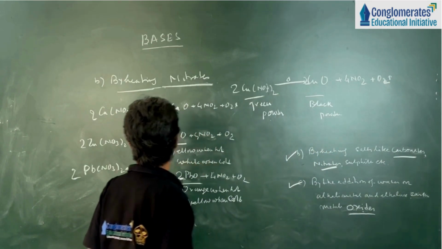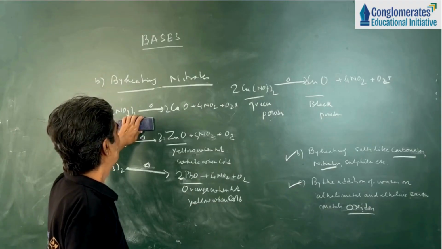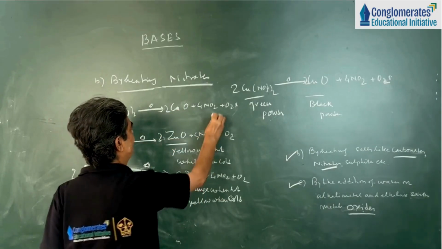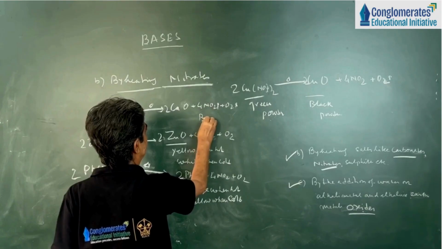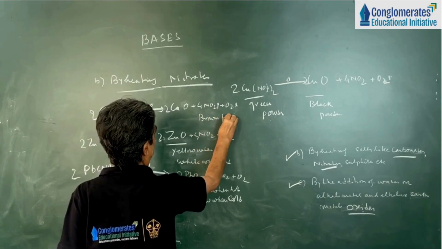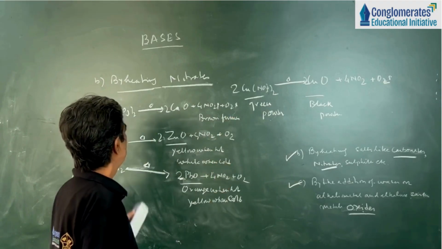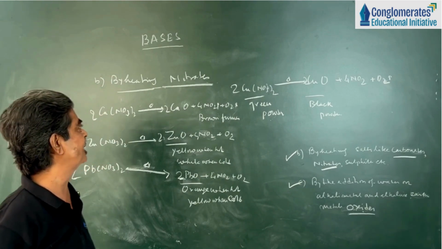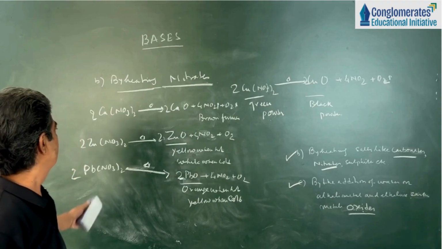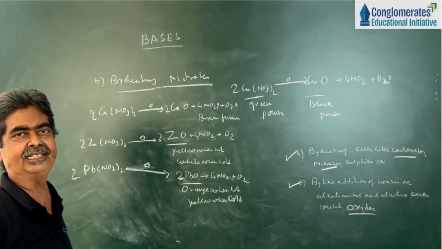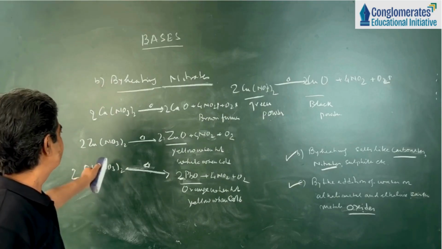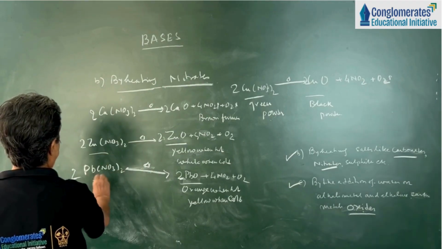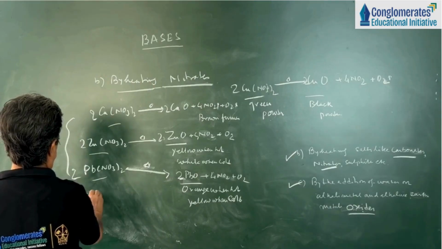So let me discuss. Now when calcium nitrate is heated, we get calcium oxide, nitrogen dioxide, and oxygen. You know nitrogen dioxide is brown fumes. Now by heating zinc nitrate, we get zinc oxide, nitrogen dioxide, and oxygen. The characteristic is that zinc nitrate is a white crystal. All are white crystals.